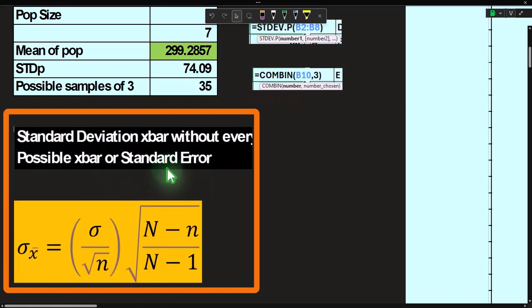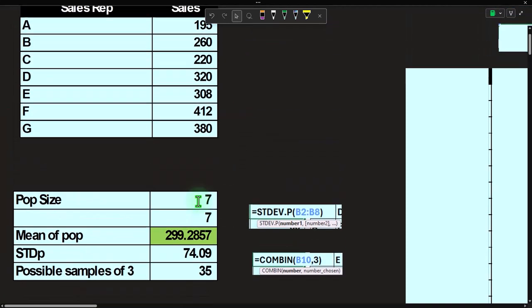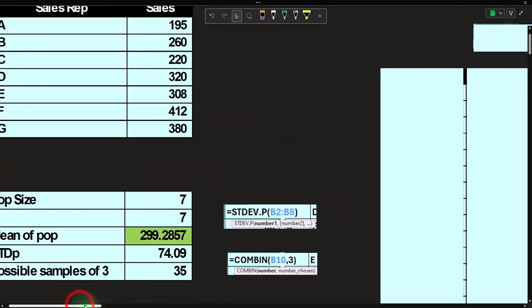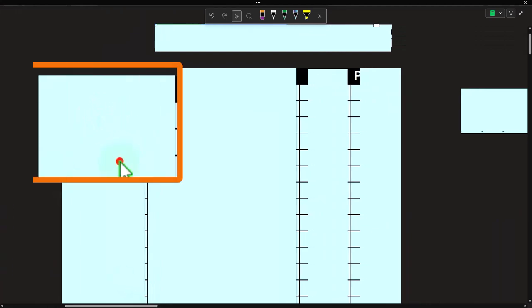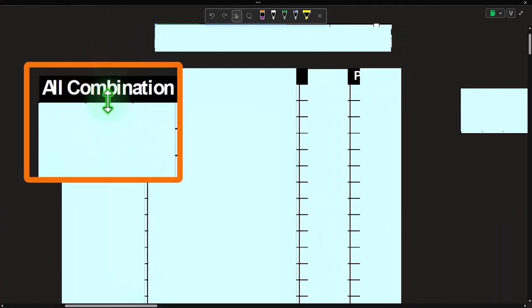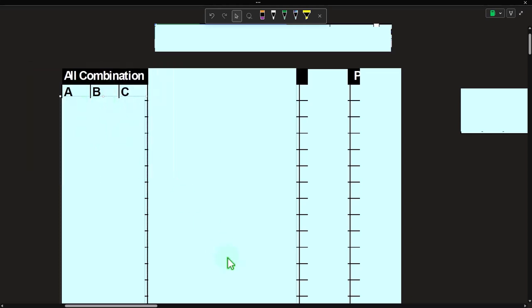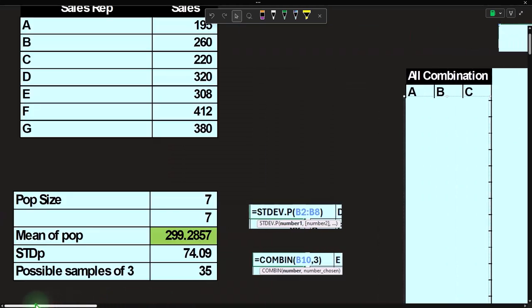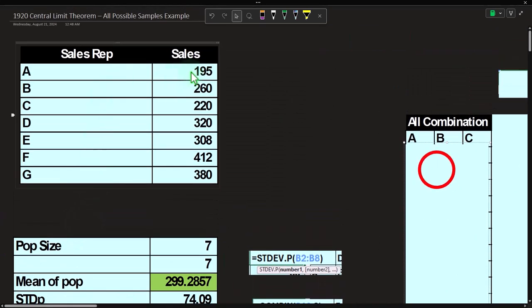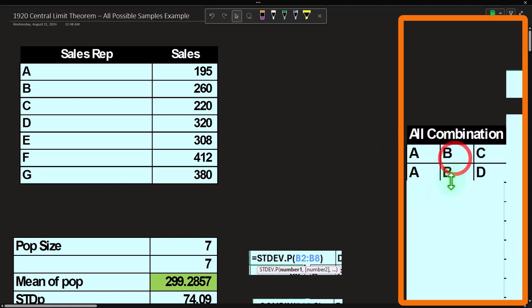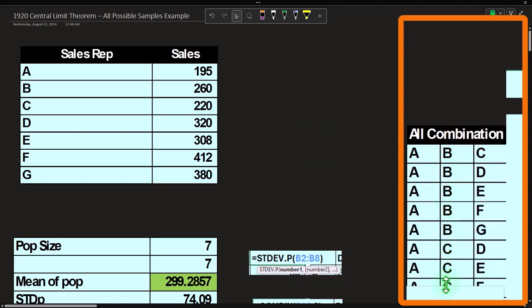The standard deviation of X bar without every possible X bar. So this is going to be the formula that's going to be approximating what we're basically going to do longhand this way. So we're going to say all combinations. Let's imagine that we get all combinations of these 7 numbers. So we have these 7 numbers, and we're trying to do all combinations. Now, it's tedious to do this. We'll do this in Excel if you want to list it out.